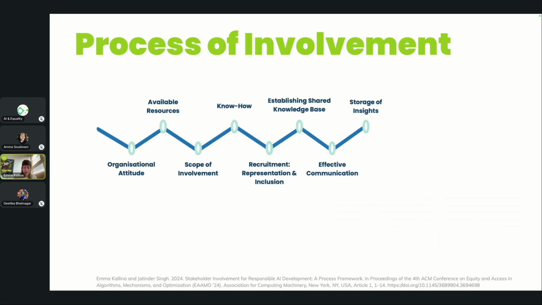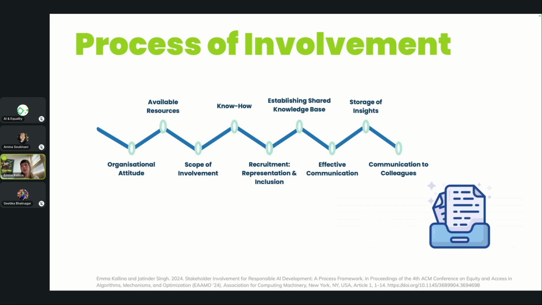So now you talk to them, you learn something, now you need to store it. It's quite boring, but it's really important because if you don't store it, it gets lost. You need to store it to then communicate it to colleagues, to have a repository where people can look up, what do we know about this? So there are also no duplicated efforts.